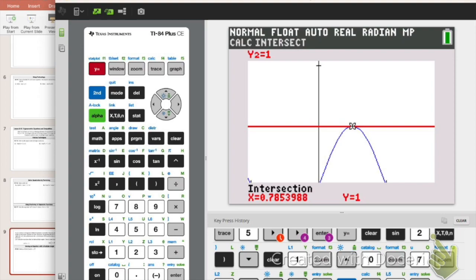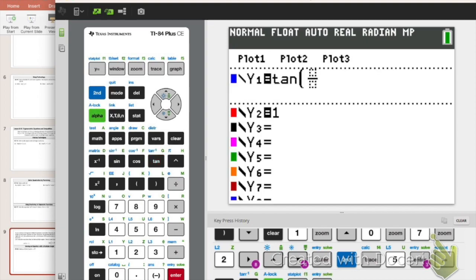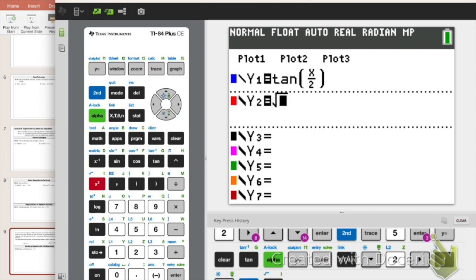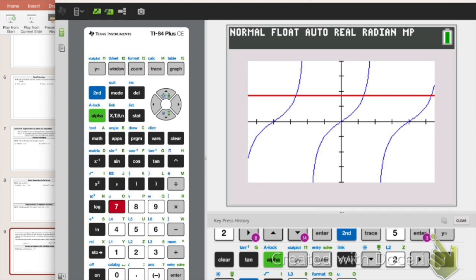So if it's really complicated, we can always default to checking our answers with our graphing calculator, if you are allowed to use your graphing calculator. So x over 2, and we want to see when this is equal to the square root of 3, zoom trig, and then again we can find our intersections, right?